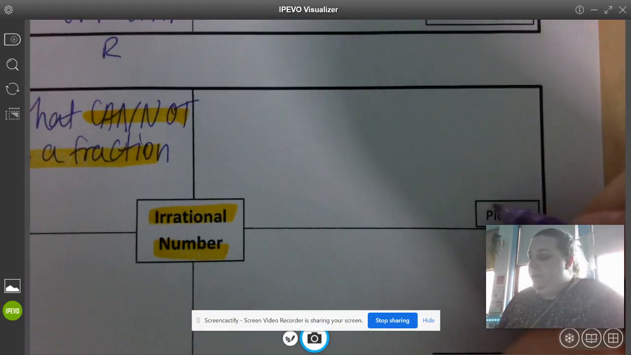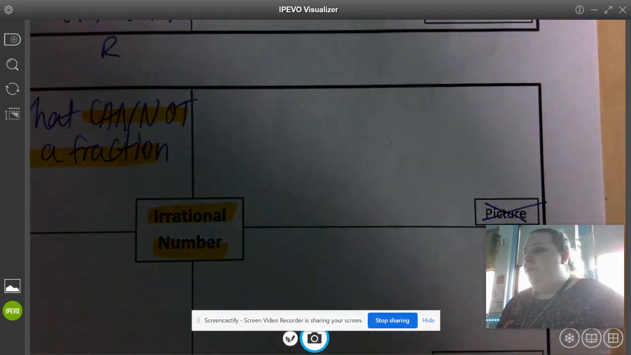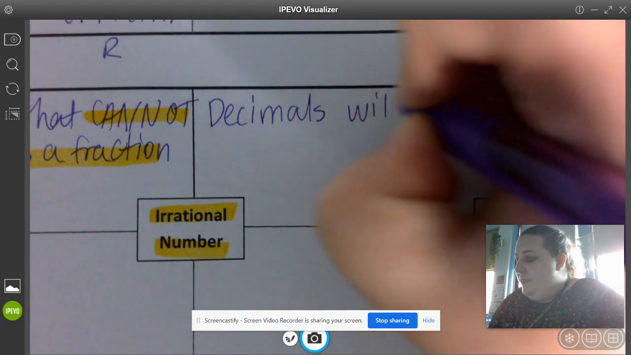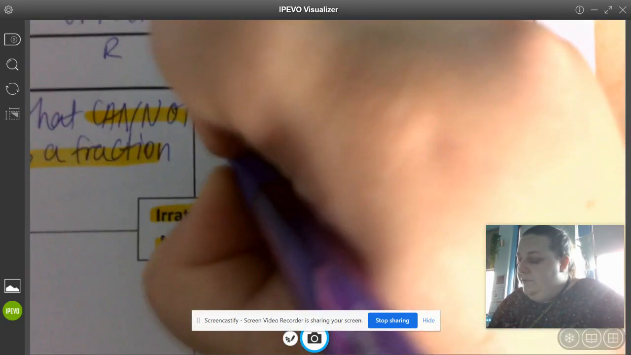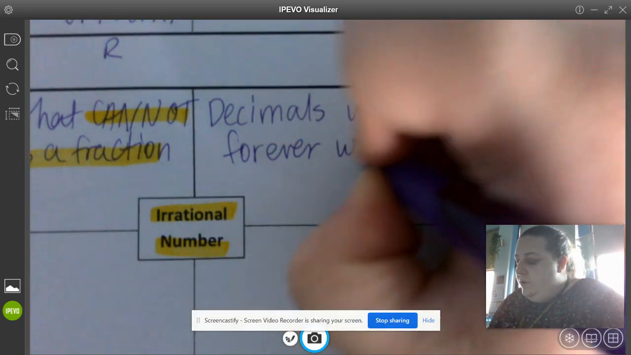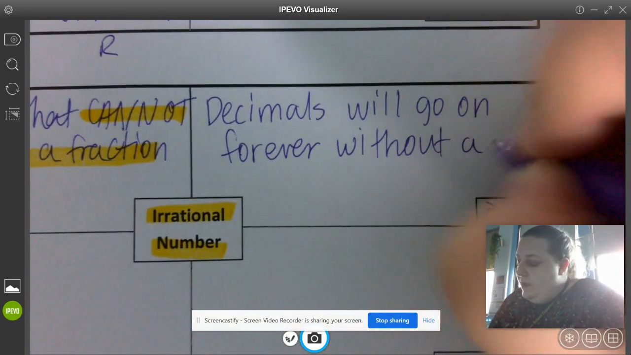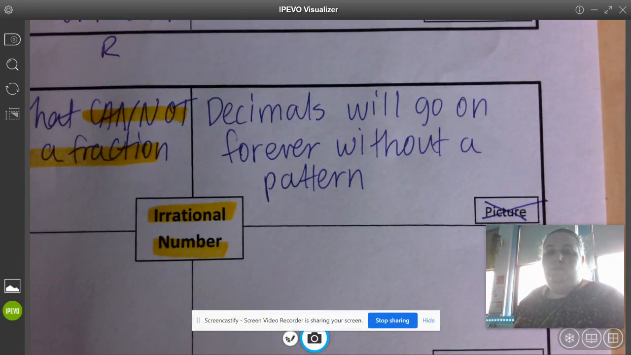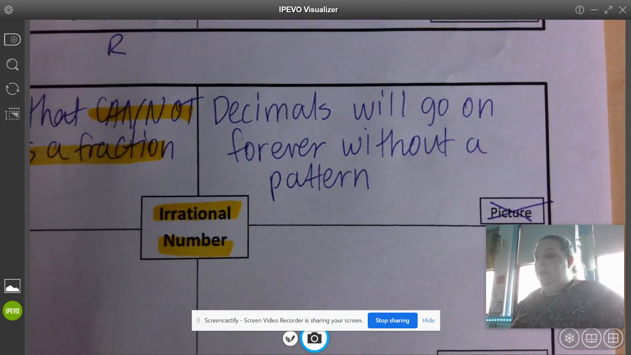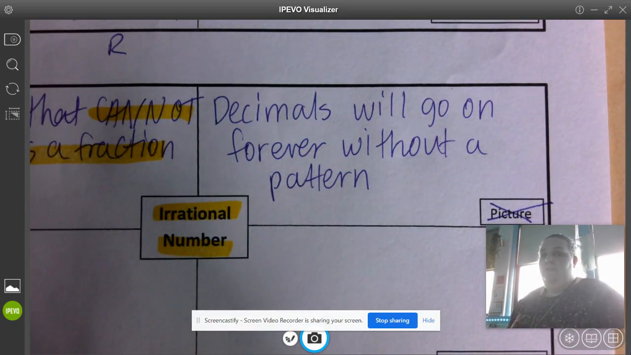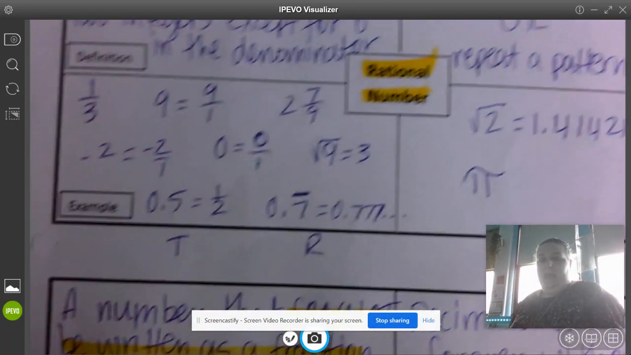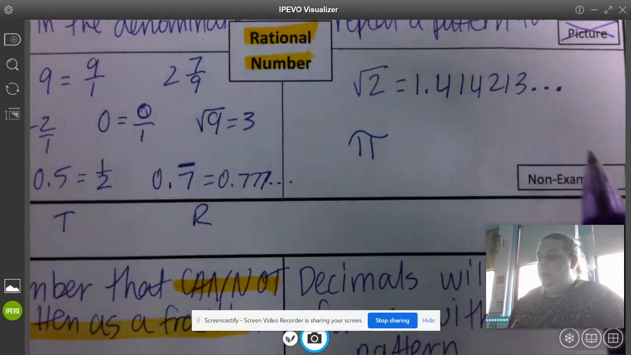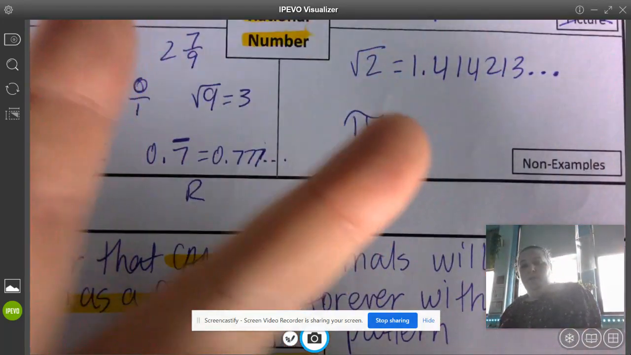So once again, we're not drawing a picture, we're going to describe decimal form. So decimals will go on forever without a pattern. So the nice thing here is we really don't need to come up with any new examples. We already have what we need, except in this case, we know these are rational, so they're not going to go in the example situation. They're going to go in the non-example.